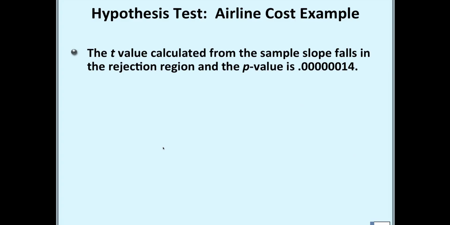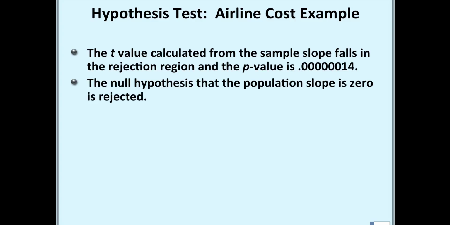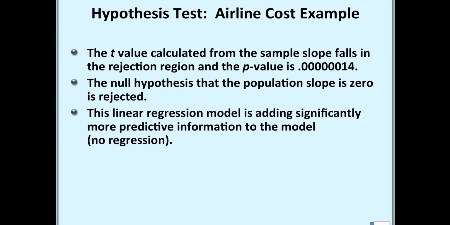So the t-value calculated from the sample in our previous example falls in the rejection zone, and the p-value is relatively small. That's why we reject our null hypothesis, so we have enough evidence to say that our slope is not 0. It's different from 0. That means our regression line has some predictability.